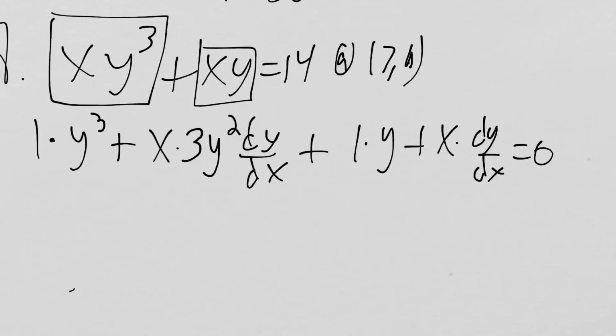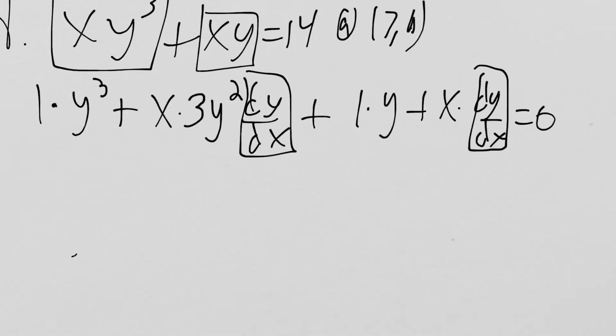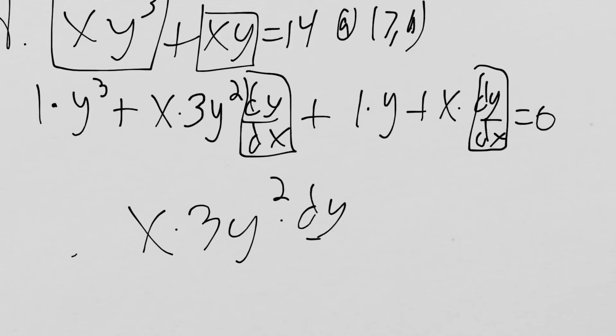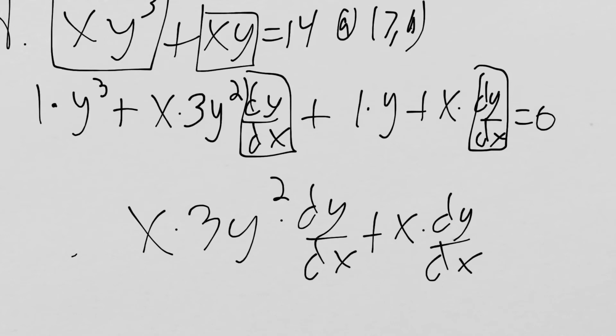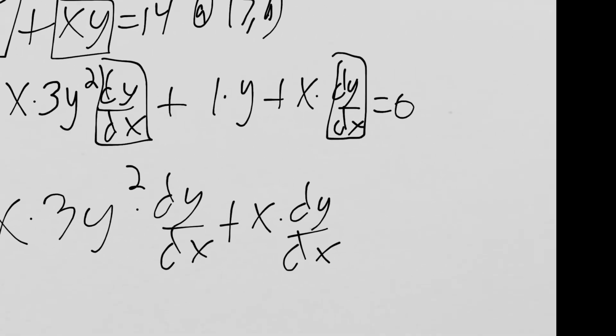So now I have to isolate dy/dx, so anything that has a dy/dx has to stay on one side of the equation while the other stuff is going to move to the other side. So I have x times 3y squared times dy/dx plus x times dy/dx. And then that's going to be equal to negative y cubed minus y, because we're just going to subtract those two pieces over to the other side.